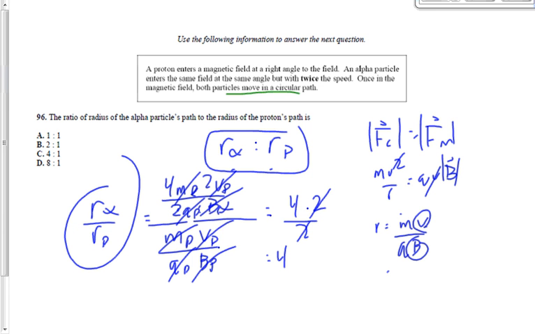What's the ratio of the alpha particle's path to the proton's path? 4 to 1. Does that make sense? How many people got that? Good, not bad. Not bad at all.